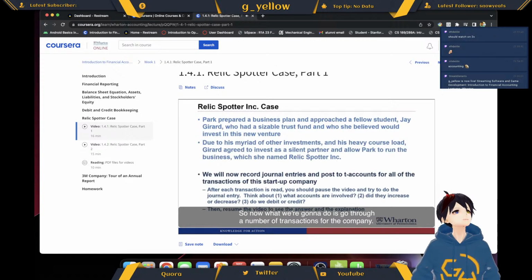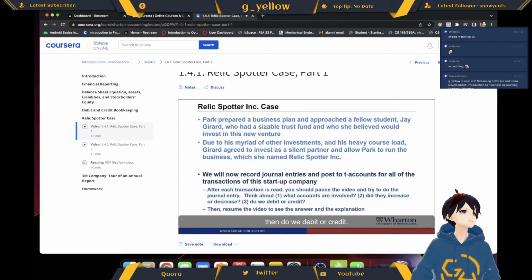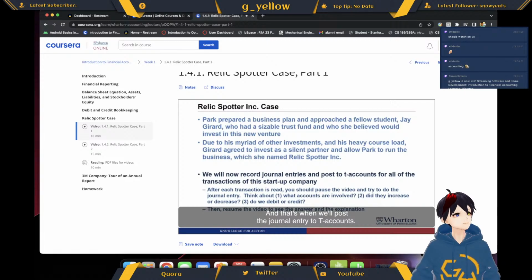So now what we're going to do is go through a number of transactions for the company. After each transaction is read, you should pause the video and try to do the journal entry. Think about what accounts are involved, did they increase or decrease, and then do we debit or credit. Then resume the video to see the answer and the explanation, and that's when we'll post the journal entry to T accounts.